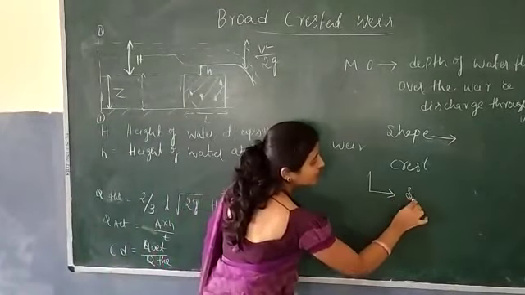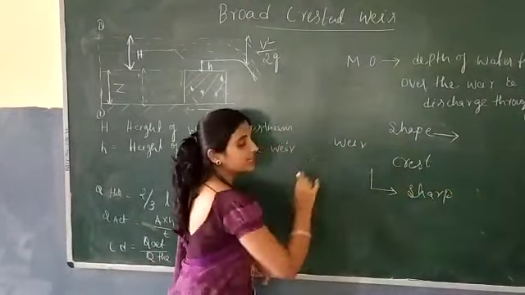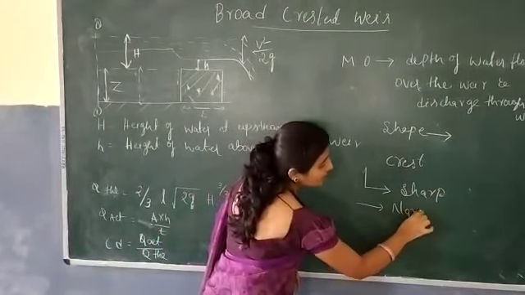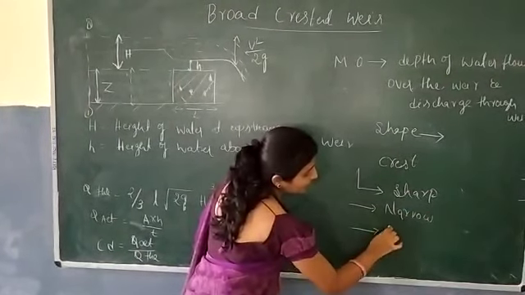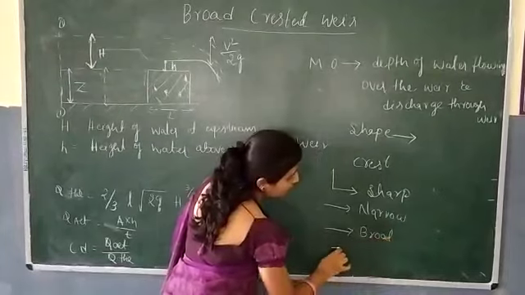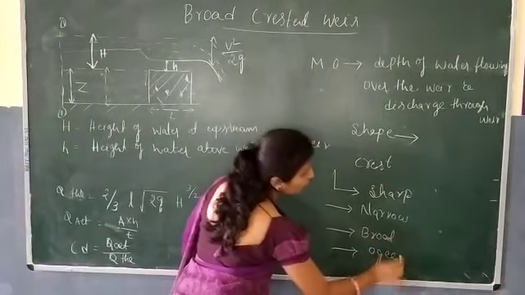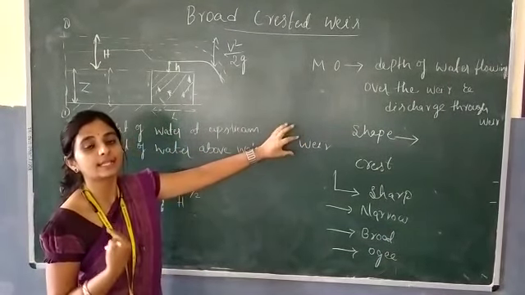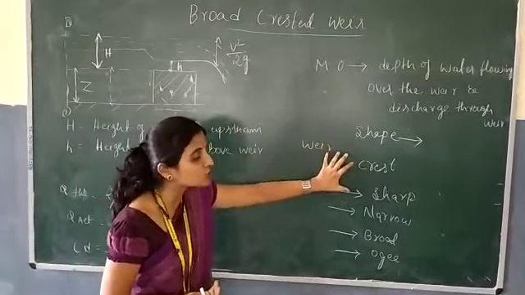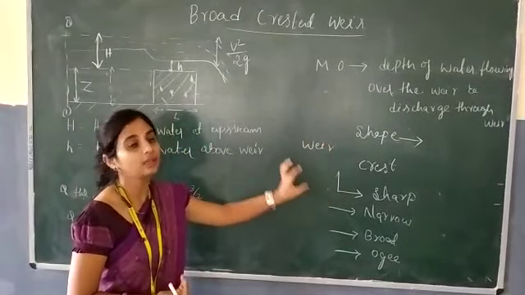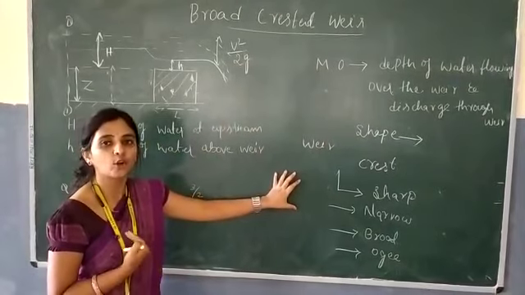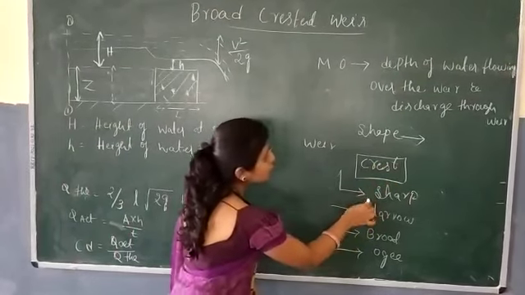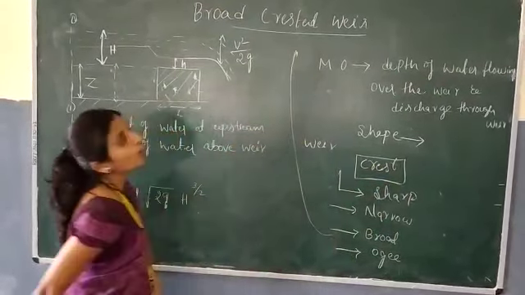The first one is the sharp edged, that is the sharp crested weir. The second one is the narrow crested weir. The third one is the broad crested weir. The fourth one is the ogee weir. Based on the requirement as well as the discharge capacity of the water, they implement this weir in the hydraulic structure. And based on the crest, here we consider the broad crested weir.